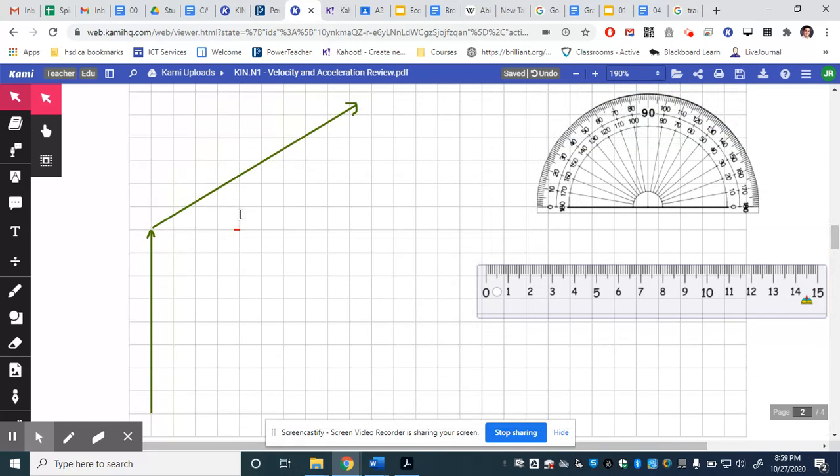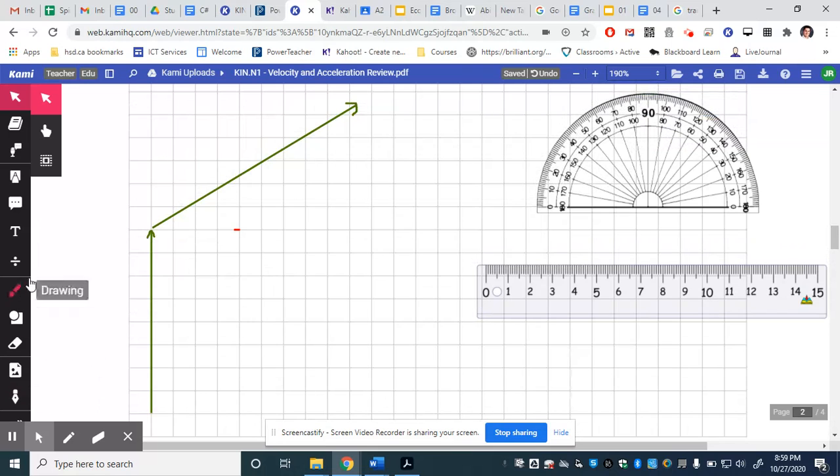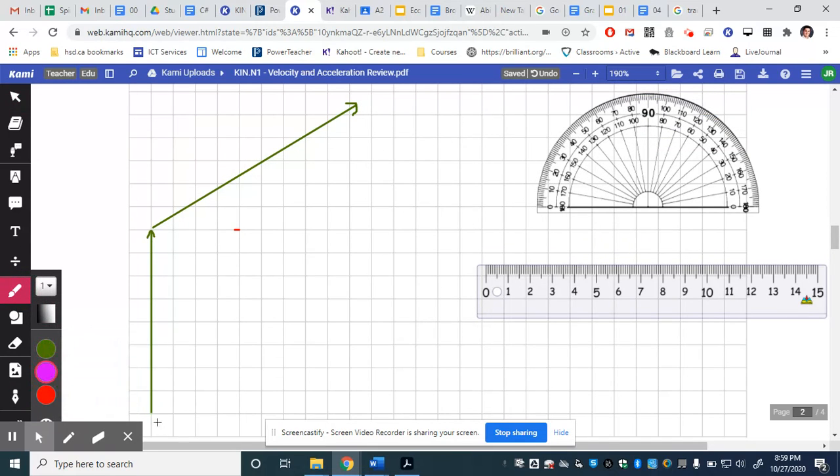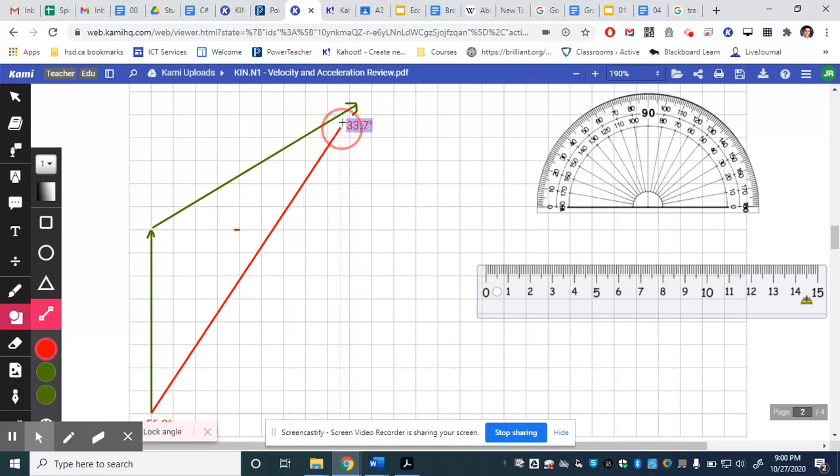And how do we figure out what our final velocity was? Remember, we're adding these two vectors. So what we do to get our final velocity, or sorry, final displacement, is we draw a line starting from the start and going straight to the finish. So right from there to there. All right. And this, then you measure it.